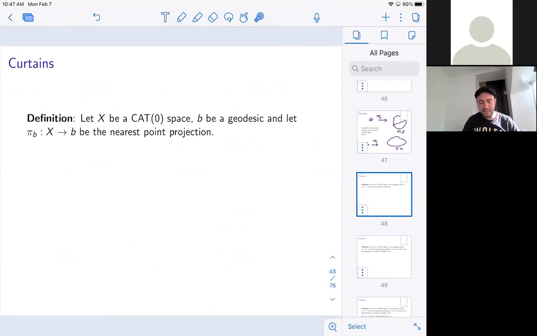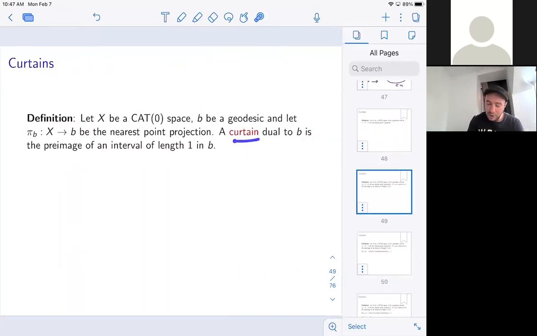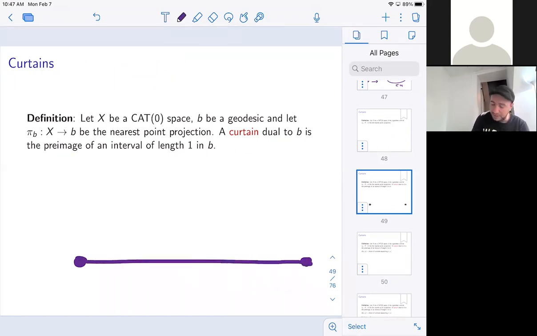Okay, so let's just focus on CAT(0) spaces from now on. Let's take a CAT(0) space X, and let's take a geodesic B that lives in X, and take the nearest point projection from the space X to B. A curtain dual to B, by definition, is the pre-image of an interval of length 1 inside B. So I have my geodesic B, and I take an interval of length 1 inside B, and I take the pre-image under the nearest point projection.